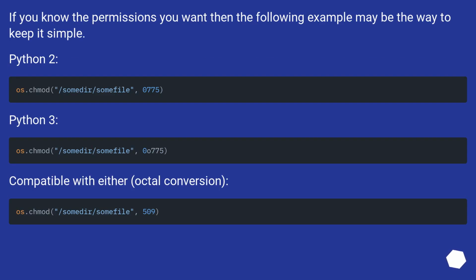If you know the permissions you want, then the following example may be the way to keep it simple. Python 2. Python 3. Compatible with either, octal conversion. Reference permissions examples.